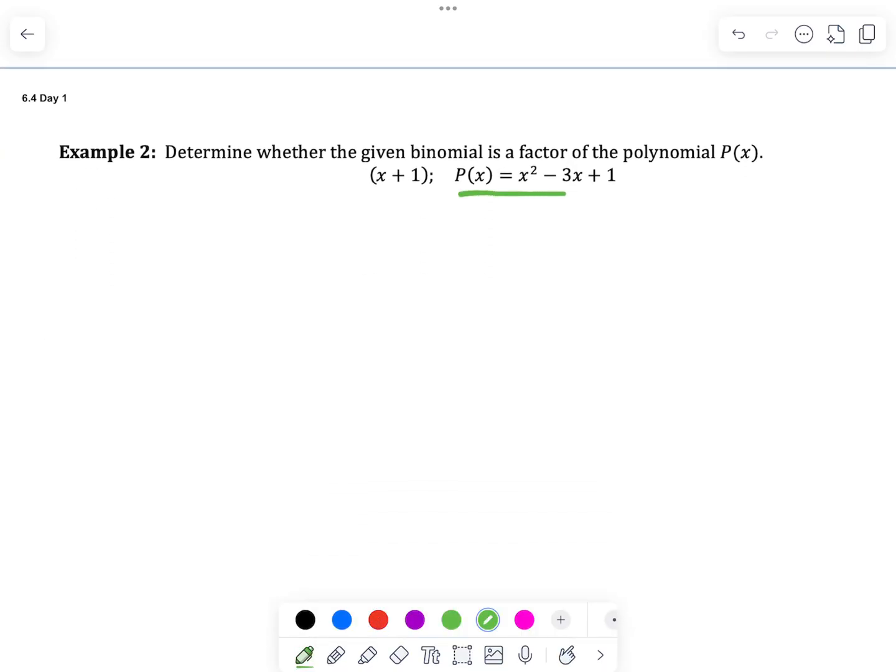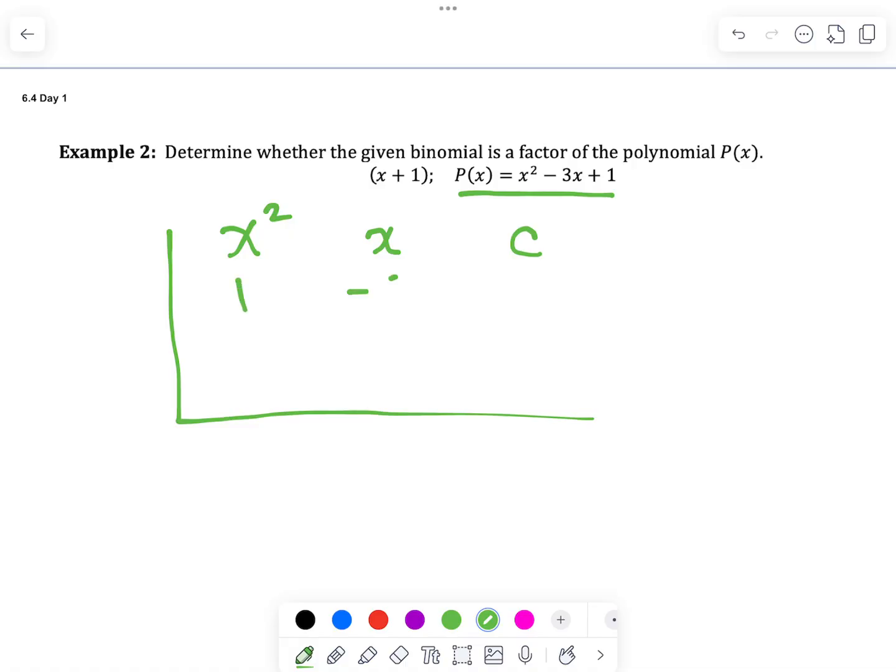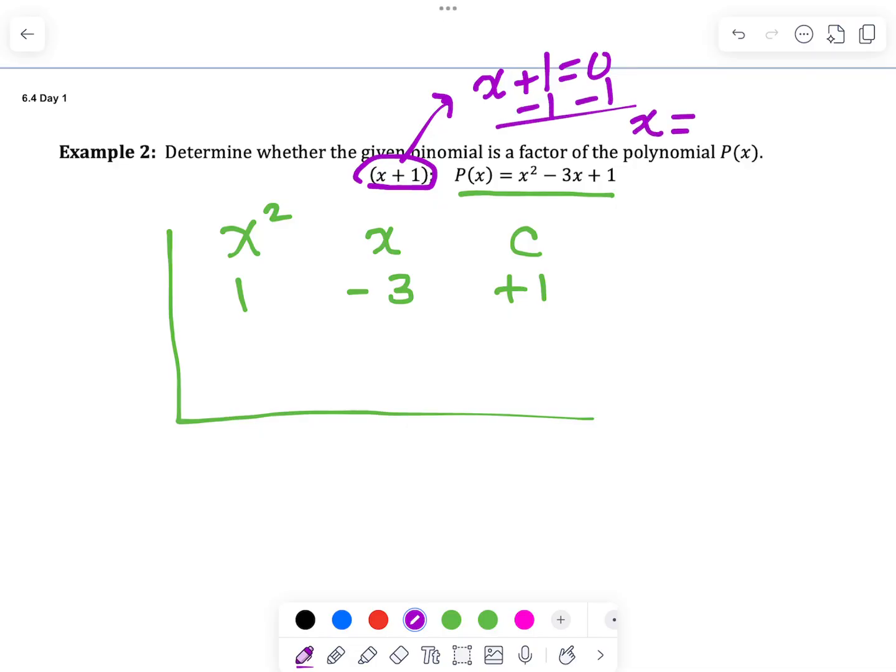So here's our polynomial. We set up our synthetic division, with our placeholders of x squared, x, and constant. Then we put our coefficients in, 1, negative 3, and 1. Now here is our factor that we're trying to test. So we say x plus 1 equals 0, and then we solve it for x, so we subtract 1 from both sides, and we get x to be negative 1. So negative 1 goes outside the box.